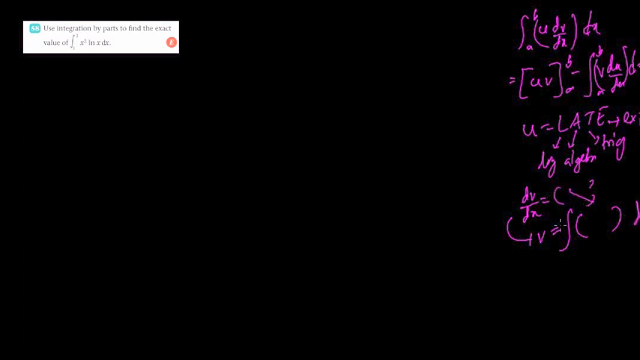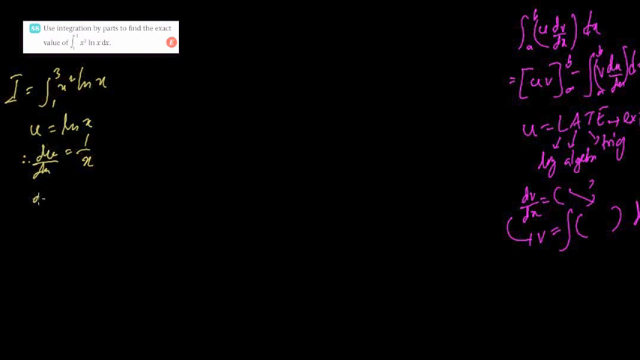Let me do the sum in detail, how this is done. The first thing you do is you have this integration of 1 to 3, x squared ln x. Let me call this I. So u would be, by LATE, ln x. Therefore du by dx is going to be 1 by x. Remember, we need du by dx in the formula, so I'm finding it beforehand. The remaining dv by dx is going to be x squared. Here the order is not important, the ordering of LATE is important. So v is going to be the integral of x squared dx, which is x cubed by 3.